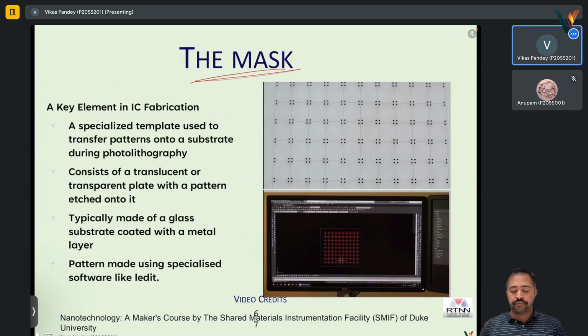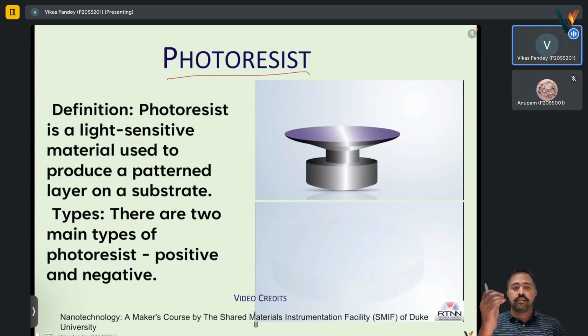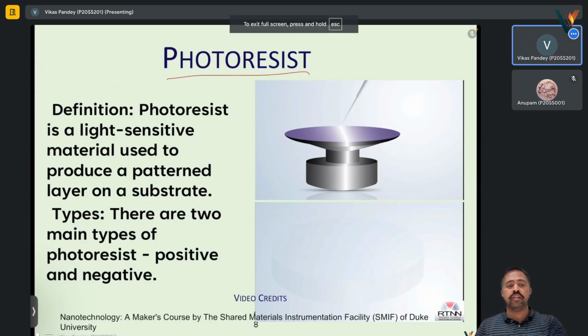So the next important thing is photoresist. So what is this photoresist? It is a light sensitive material used to produce a patterned layer on a substrate. They are mainly of two types, one is positive, another is negative.